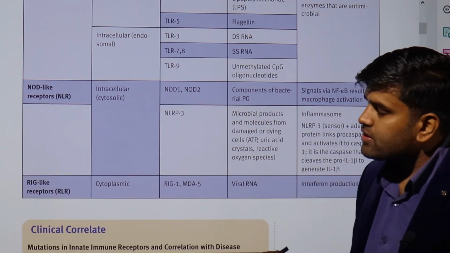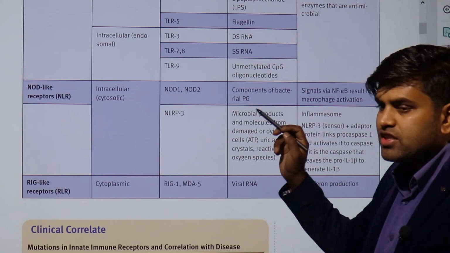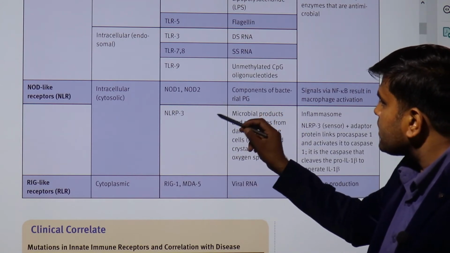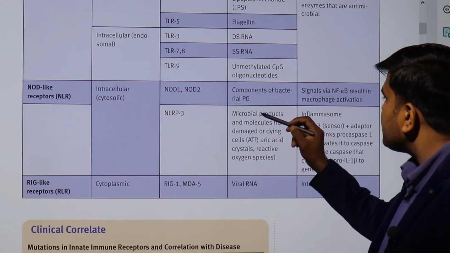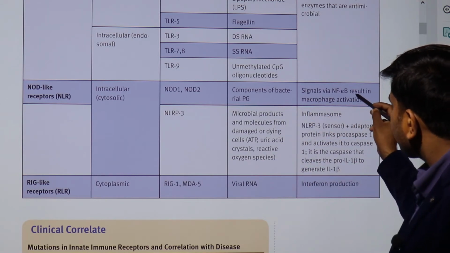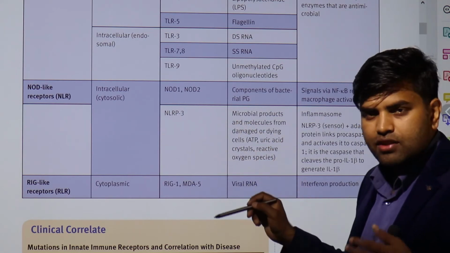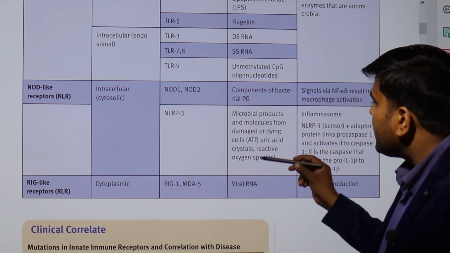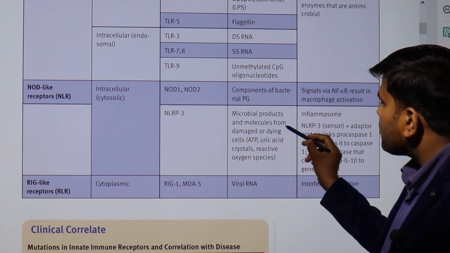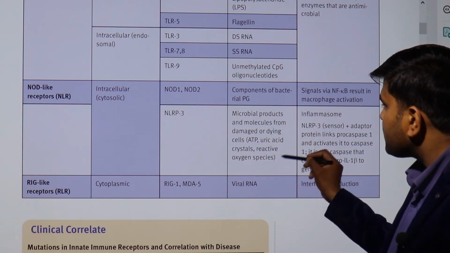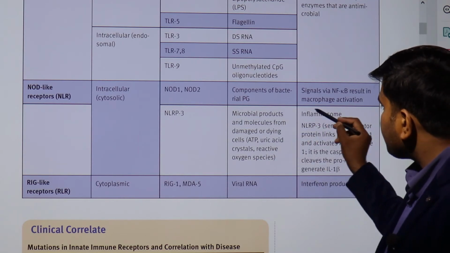Similarly, there is the nod-like receptor, which is intracellular, that is, cytosolic. There are nod-like receptor 1 and 2, which detect components of bacterial peptidoglycan, and signals through NF-κB result in macrophage activation. Then there is NLRP3, which is involved in the process of inflammation. We have discussed microbial products and macromolecules from damaged or dying cells, such as ATP, uric acid crystals, and reactive oxygen species. These are the stressors that will activate the inflammasome.